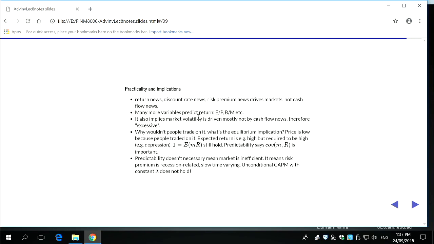I have some summarization on this practicality and implications. The return news, or the discounted news, or the risk premium news, they are just the same thing. They are reflected in the stock price, not the cash flow news. And as I said, although we are looking at DP ratios, you can look at many more variables, such as EP ratios or BM ratios. Essentially, they are all reflecting the same thing, the future expected change in the discount rate.